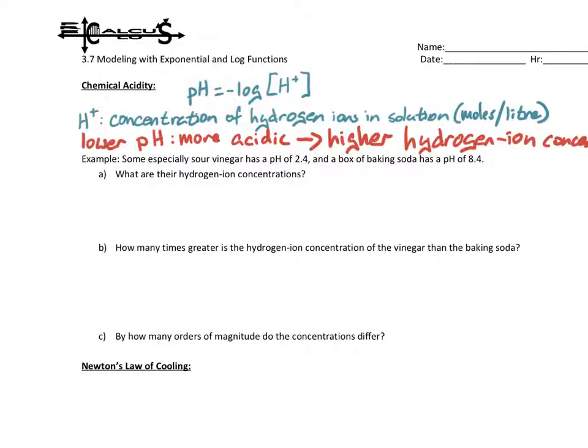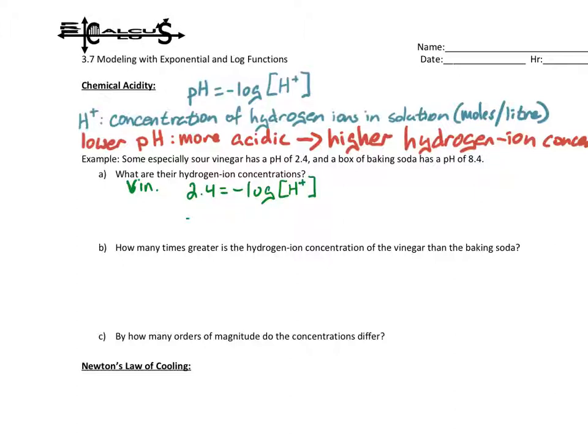So using the formula that we have above, we're going to be solving for this part. We're going to plug in the pH. So let's start with the vinegar. I'm just going to abbreviate here. So we have a pH of 2.4 equals the negative log of the hydrogen ion concentration.